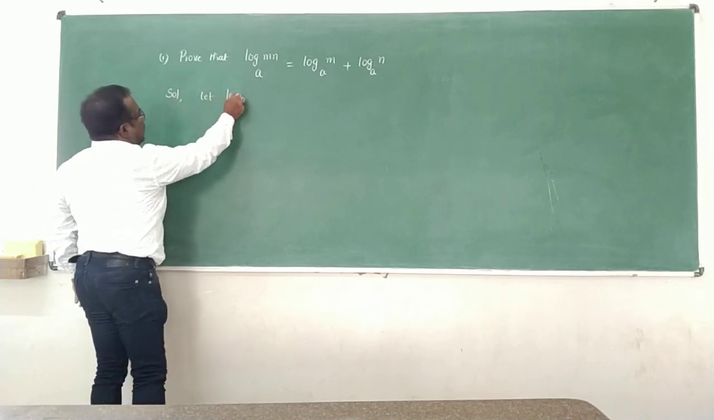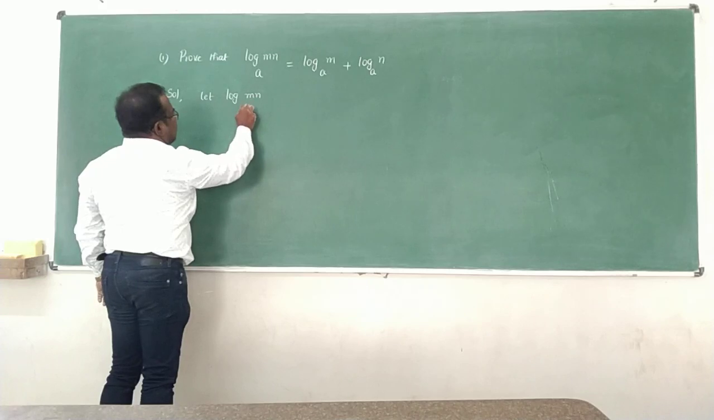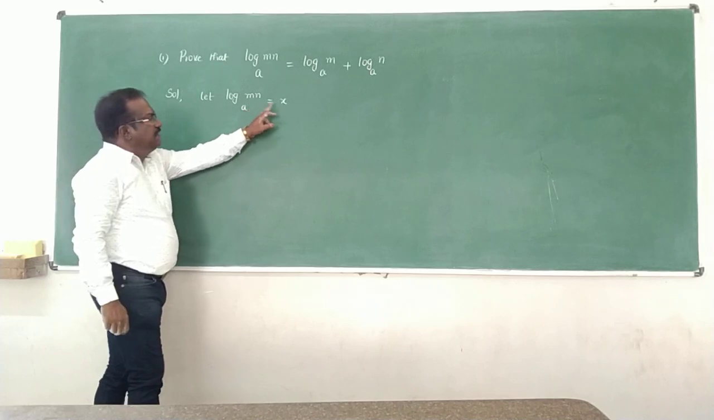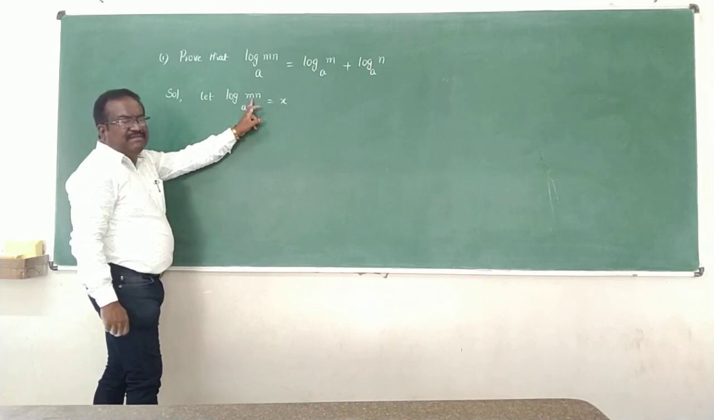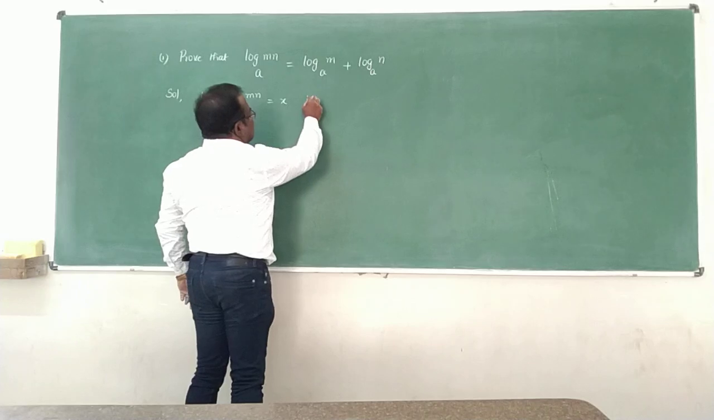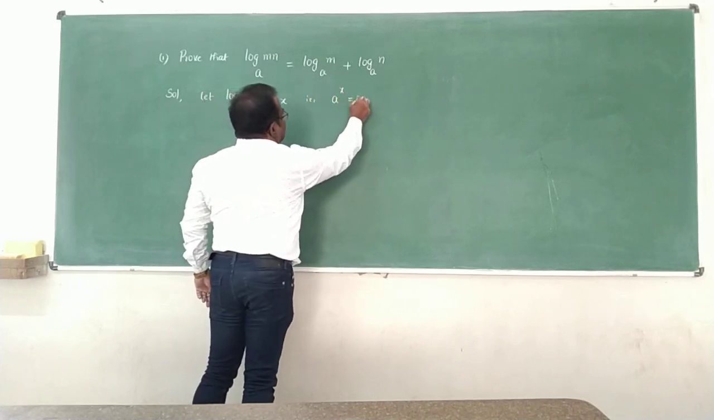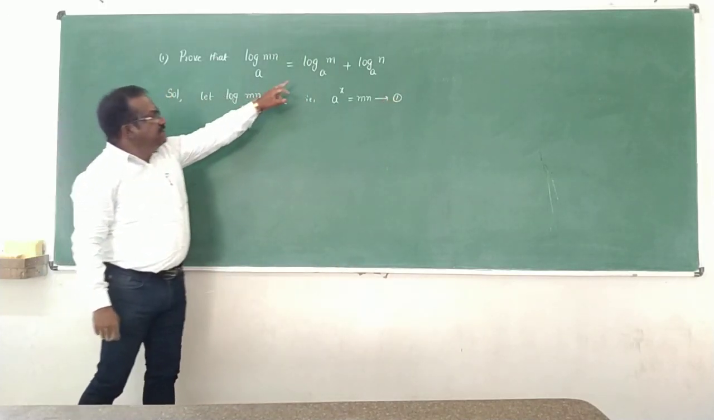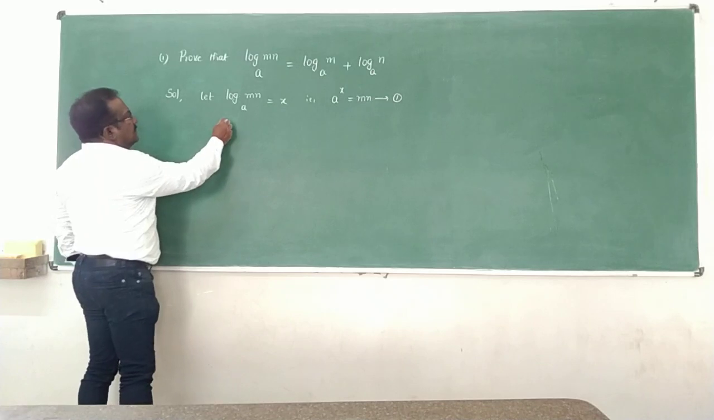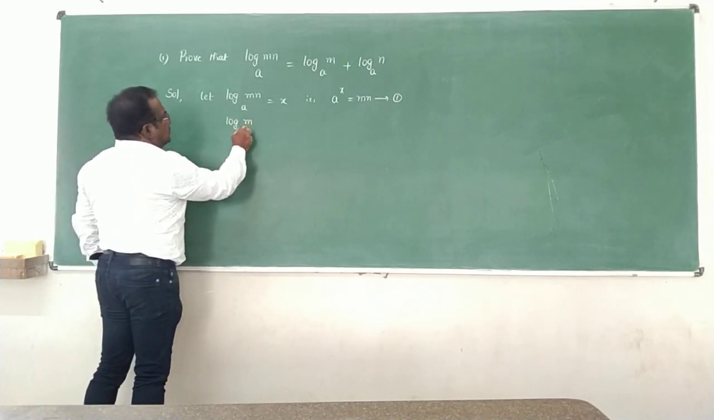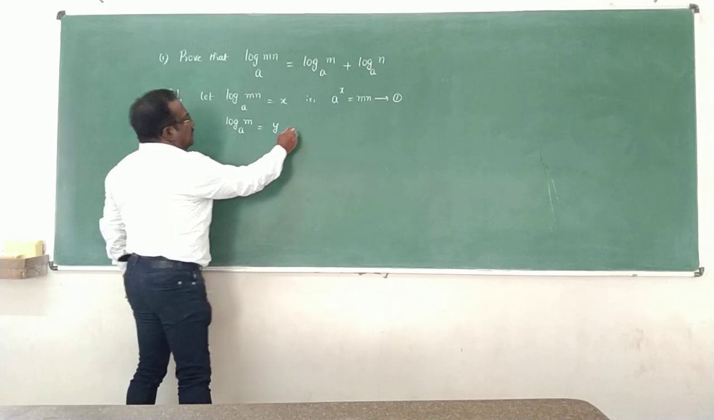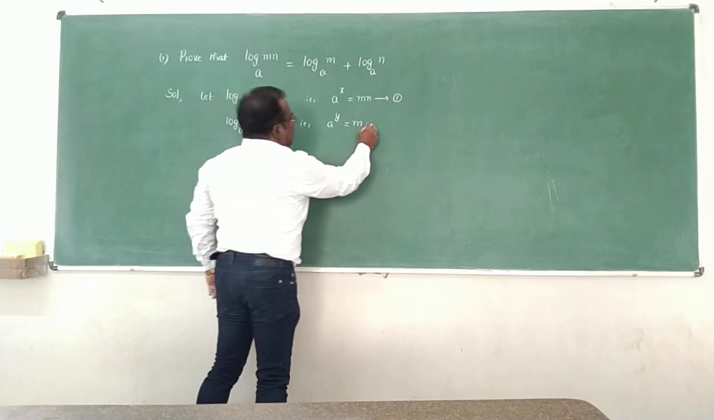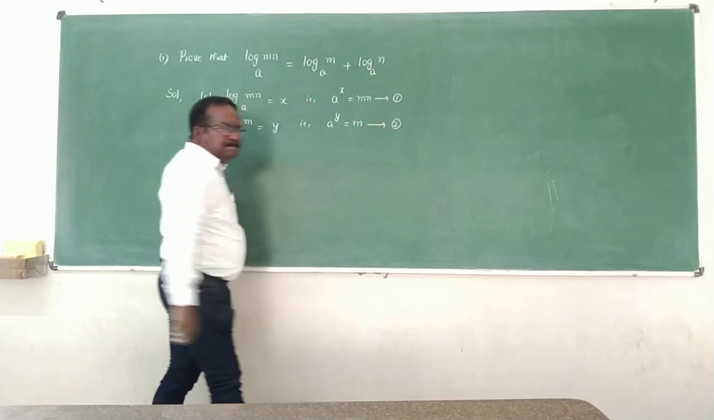Let log mn base a be equal to x, children. Now using the logarithmic property, what can we write? A power x is equal to mn. Consider it as 1, children. Now take the RHS first term, that is, log m base a is equal to y. It can be written as a power y is equal to m. Consider it as 2, children.